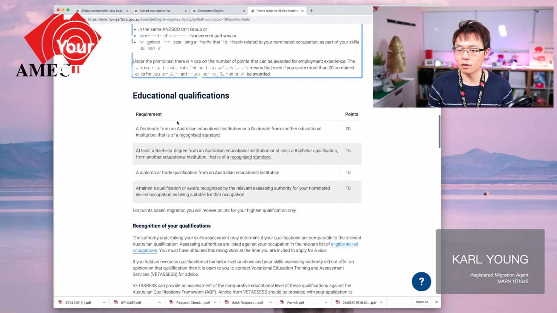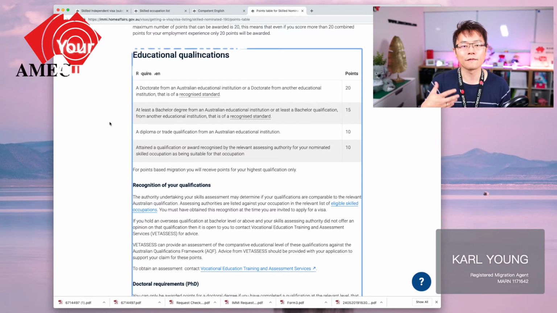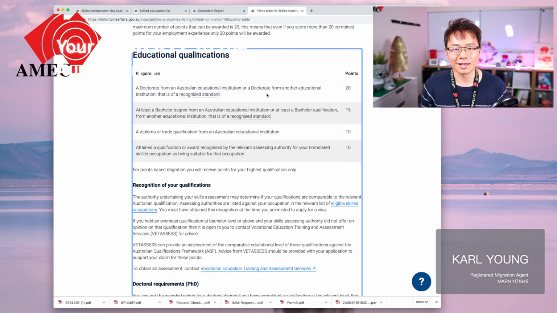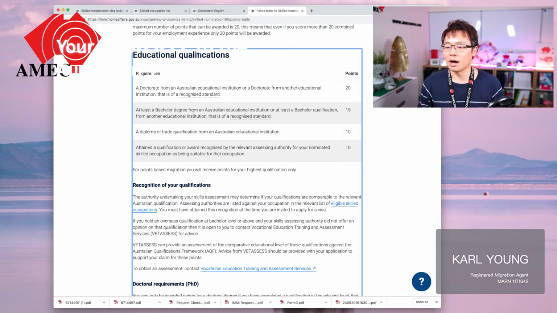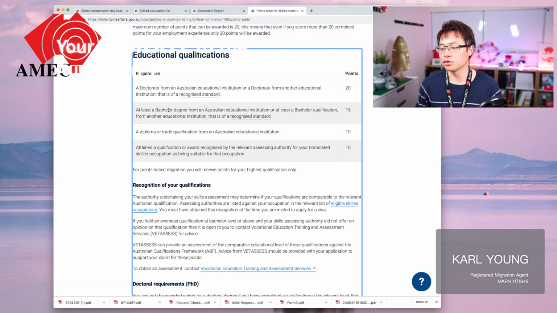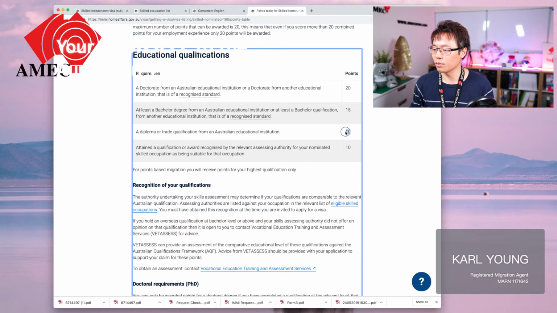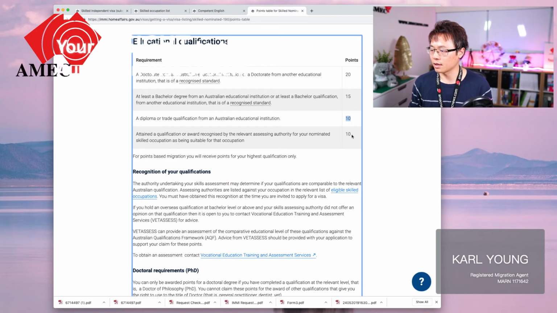Okay, now going down to education qualification. So if you got a PhD, you get 20 points. Now, I notice that not everyone can actually get a PhD, but I will advise that everyone coming to Australia should really aim at a bachelor level at least, so you get that 15 points. And if you get a diploma or trade, 10 points, and anything else is 10 points.